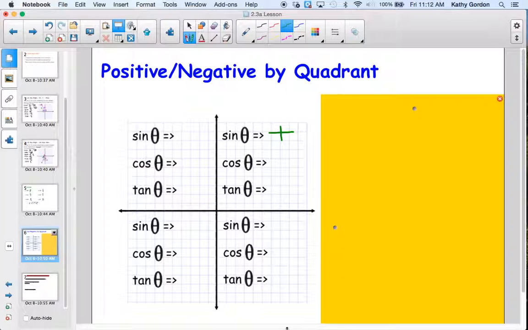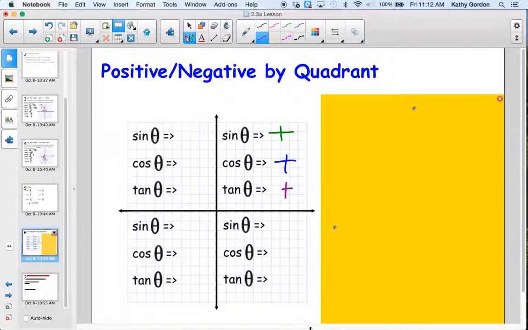How about for cosine? Positive. How about for tangent? Positive. That's gold. And that should make sense because in the first quadrant all my x's and y's are positive coordinates, and so I should get positive trig values. Alright, but now let's go to the second quadrant.